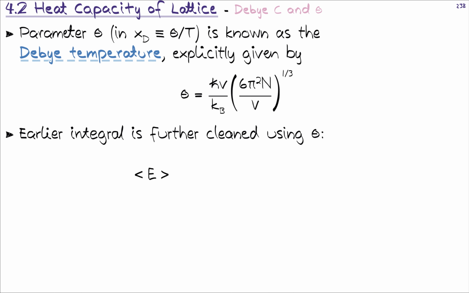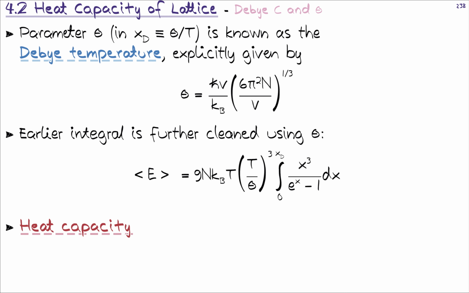So now we get a final relation for the mean energy. That's 9 times N times k_B T. And then we have temperature T over this Debye temperature theta to the power of 3. And then we integrate from 0 to x_D the variable x. And the integrand is x cubed divided by exponent x minus 1.